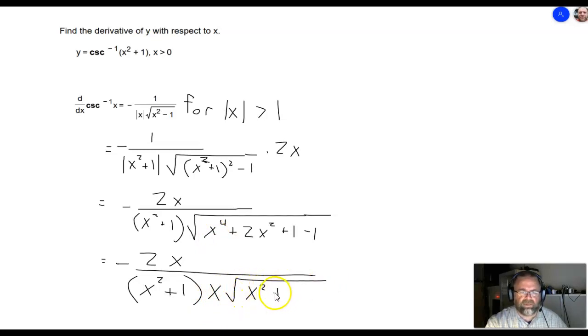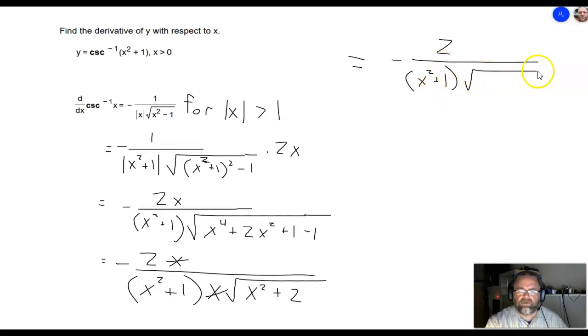I'm pretty sure that's almost all we can do with it, except for cancel out that x. So our final answer is negative 2 all over x squared plus 1 times the square root of x squared plus 2.